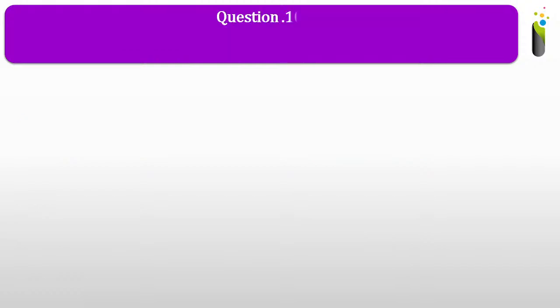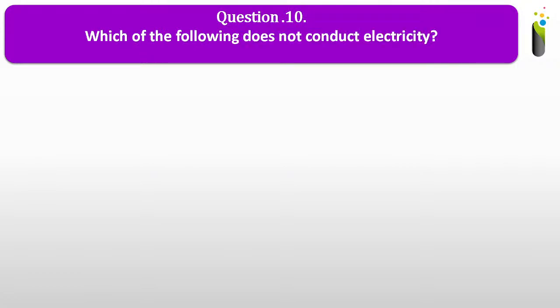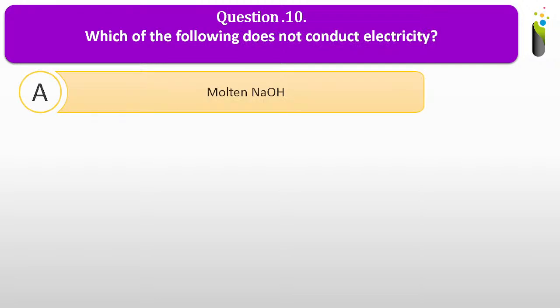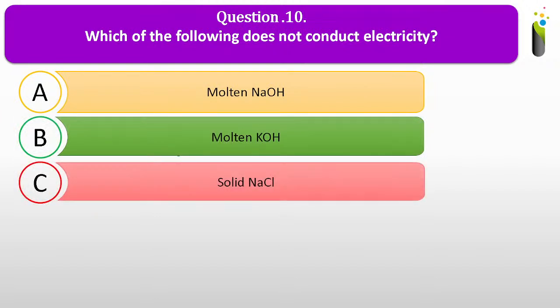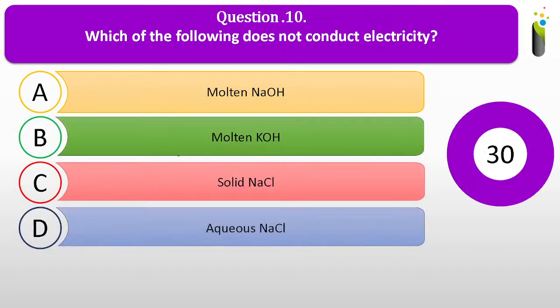Question number 10. Which of the following does not conduct electricity? A. Molten NaOH. B. Molten KOH. C. Solid NaCl. D. Aqueous NaCl. Very good, Reshma, Kanak Kapil, Kavya J, Mr. Morgan. Perfect answer for question number 9. And Arushi Shah, yes, you also have answered it right.